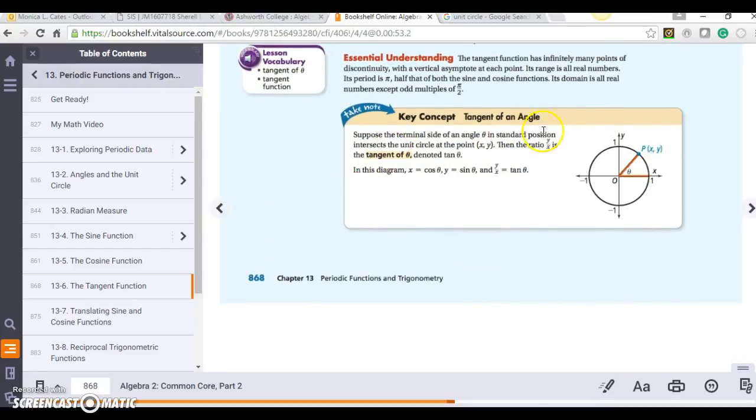So it says the key concept of the tangent angle, and this is what I really wanted to take away, is that here is my formula for tangent. So tangent of an angle is y over x. It says suppose the terminal side of an angle theta in standard position intersects the unit circle at point (x, y). Then the ratio y over x is the tangent of theta. In this diagram, we know x is cosine, y is sine, and tangent is y over x, because we also know previously that tangent is sine over cosine.